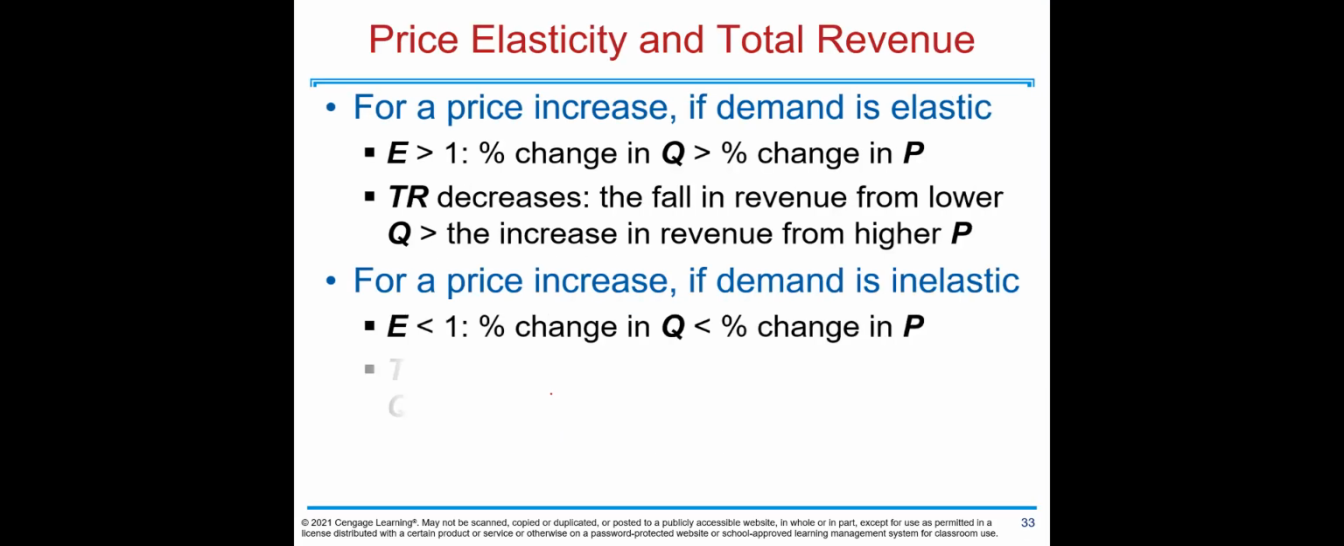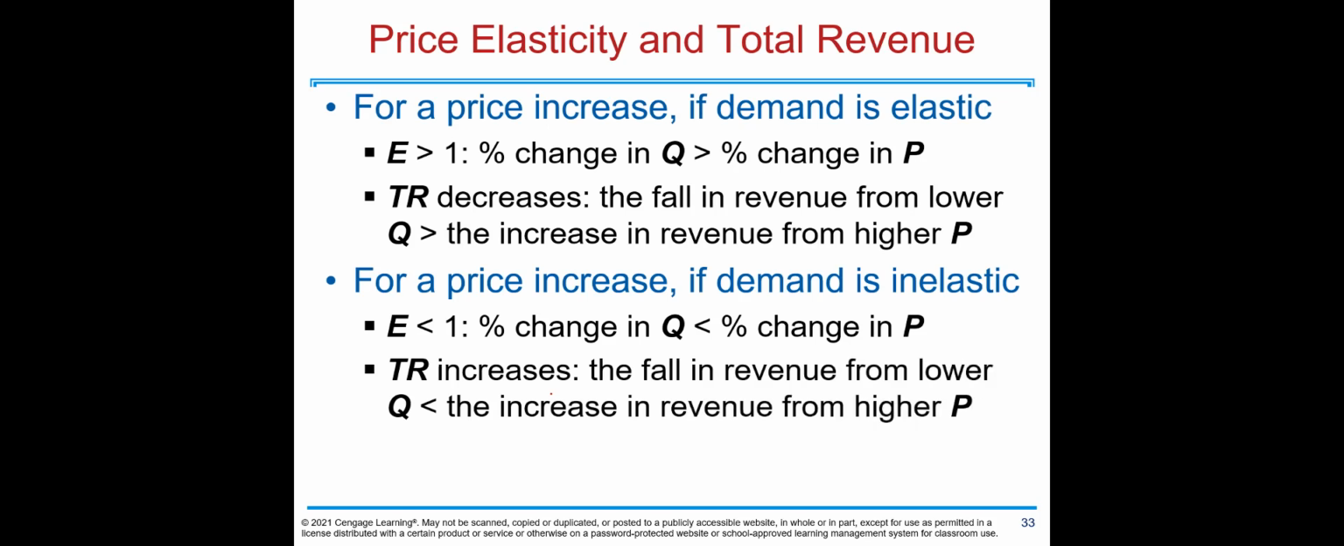For a price increase, if demand is elastic, that means elasticity is greater than 1. Let's say percentage change in quantity is 15%, percentage change in price 10%. That means percentage change in quantity is higher than percentage change in price. The total revenue decreases. Remember, total revenue is P times Q, right? And on the negative side, this quantity decreases more than the increase in price. Increase in price, let's say 10%, and decrease in quantity is higher, which is 15%. So the quantity dominates the results.